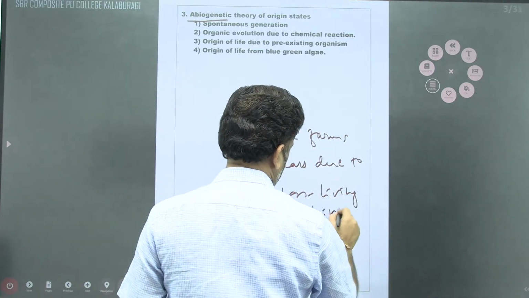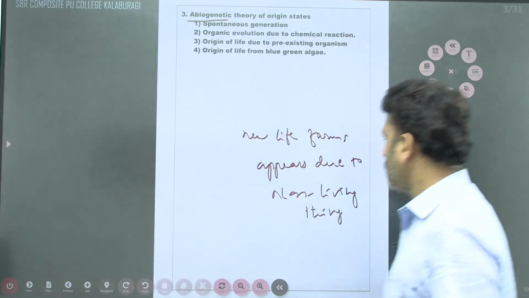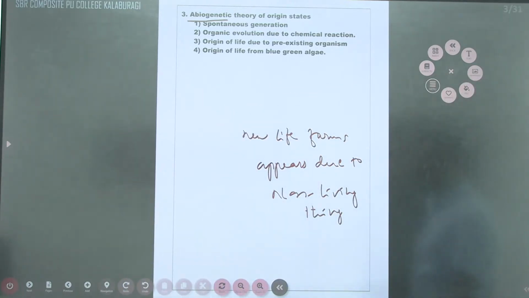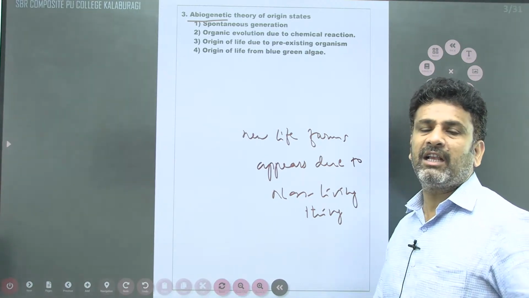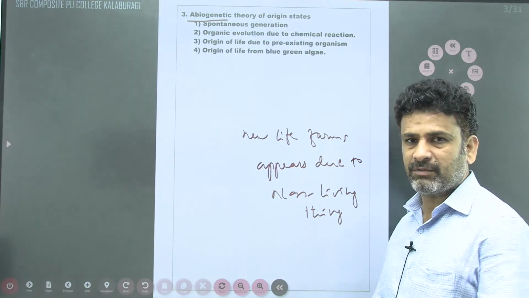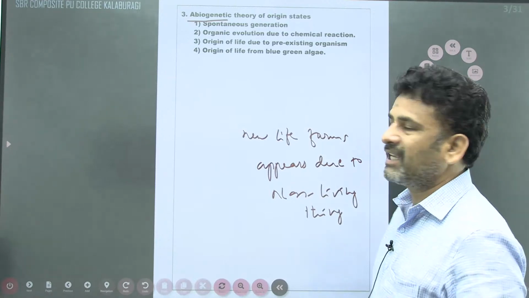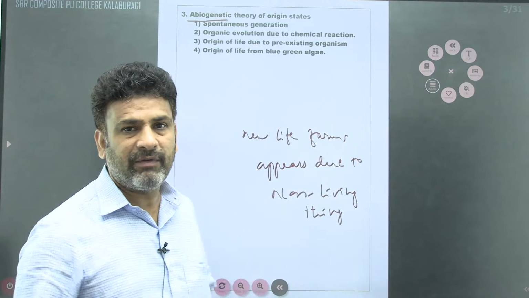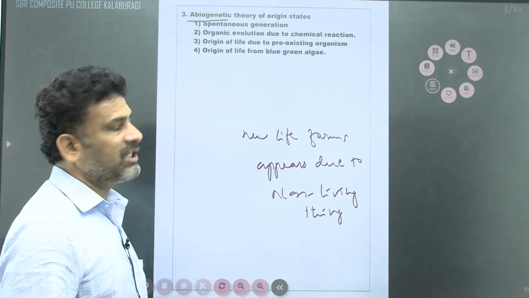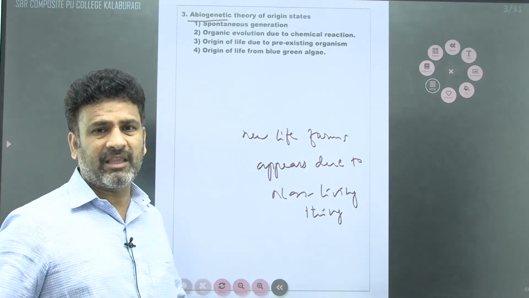Due to non-living things, not living things. The first life forms arose from non-living things, or maybe non-living organisms. That is called the abiogenetic theory, or abiogenesis theory. This theory was earlier given by religious people, or maybe ethical people.